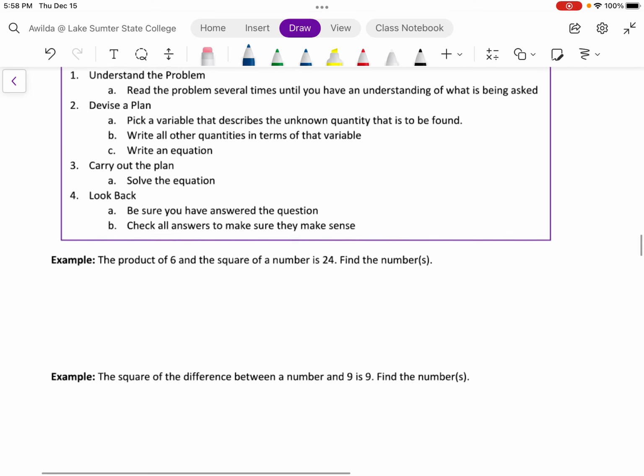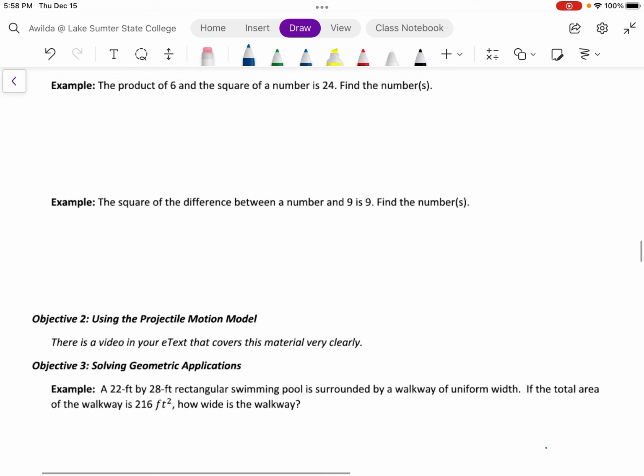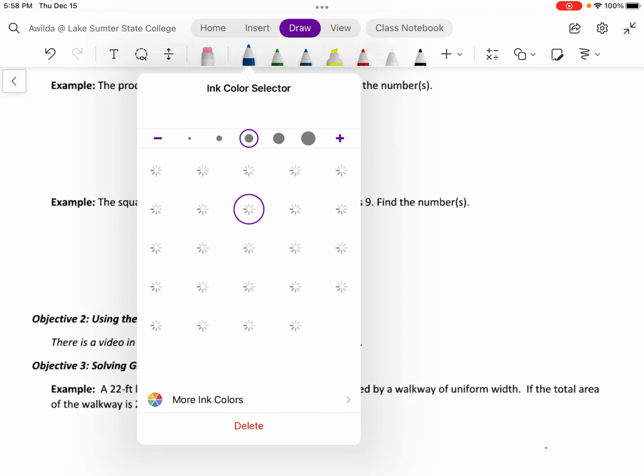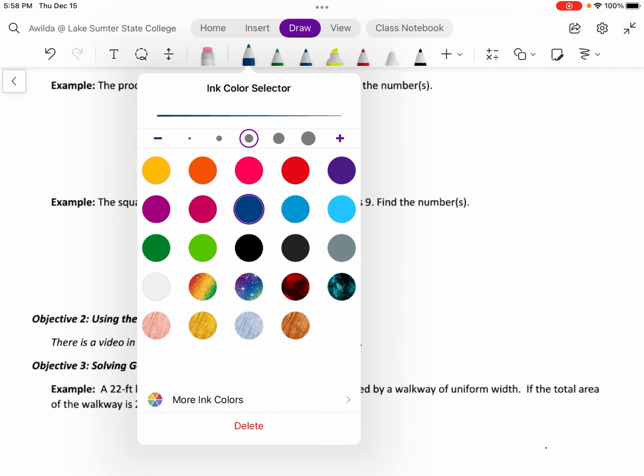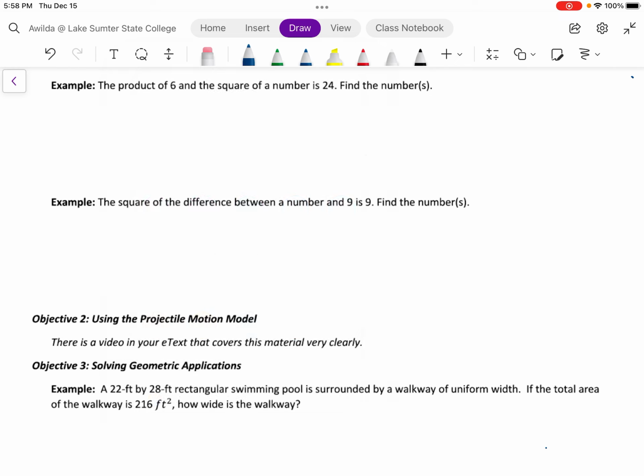Let's take a look at a couple of simple examples to start. Here we have that the product of 6 and the square of an unknown number is equal to 24. Well, we know that the number has to be squared, and following the order of operations, let's go ahead and take care of that first. The square of a number can be represented as x squared. The product of 6 and the square of a number can be represented by 6x squared. And we're told that this is equal to 24.